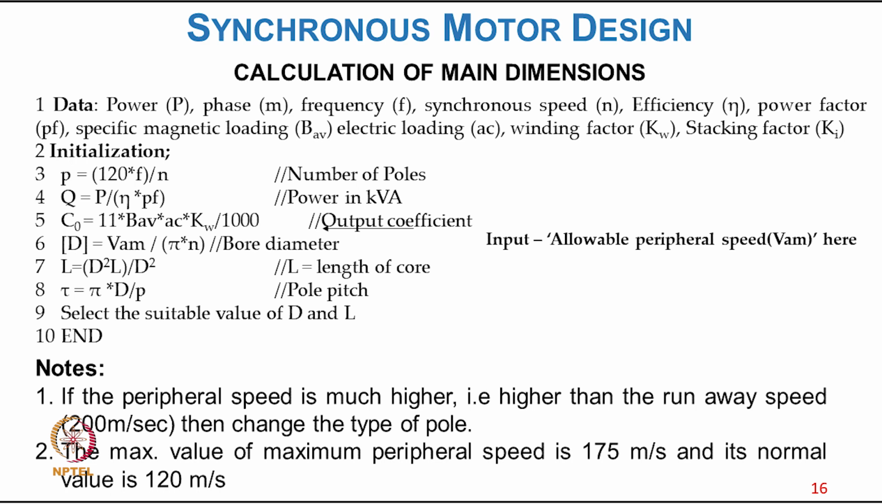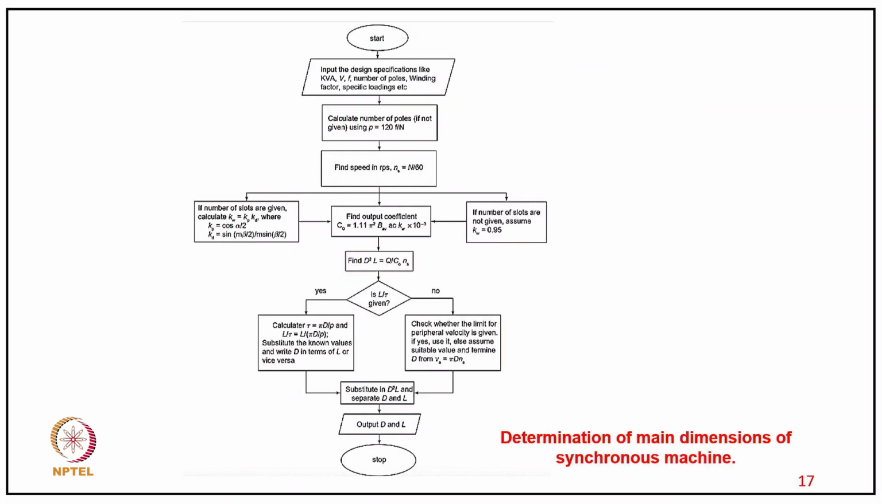Note, if the peripheral speed is much higher than the runaway speed of 200 meter per second, then change the type of pole. The maximum value of peripheral speed is 175 meter per second and its nominal value is 120 meter per second. Now this is typically the determination of main dimensions for a synchronous machine as a flow chart.